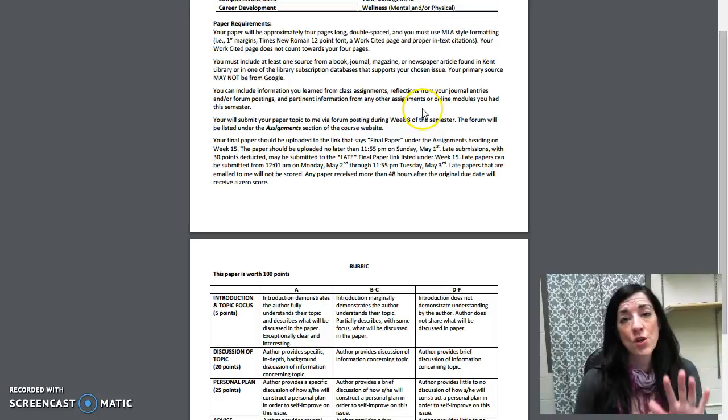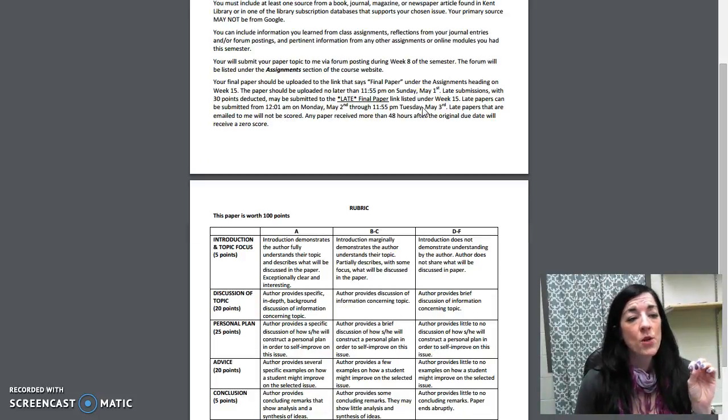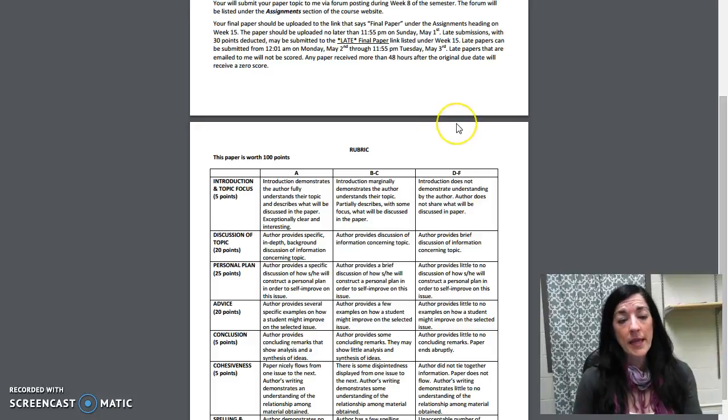Just to make sure you're on track, you're going to be submitting your paper topic to me via forum posting during week 8 of the semester. There will be an assignment link under the assignments heading that week, and you'll just tell me what your particular topic is. And that's just a way for me to know that you have been thinking about this particular assignment. And so your final paper is going to be uploaded to a link under the week 15 assignments heading.